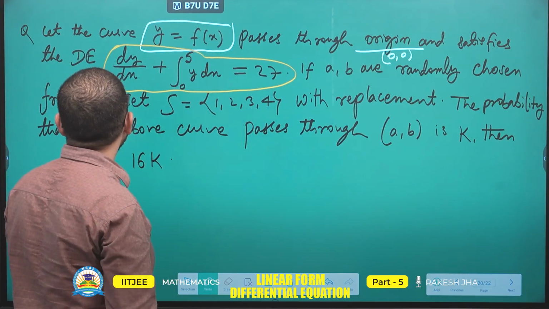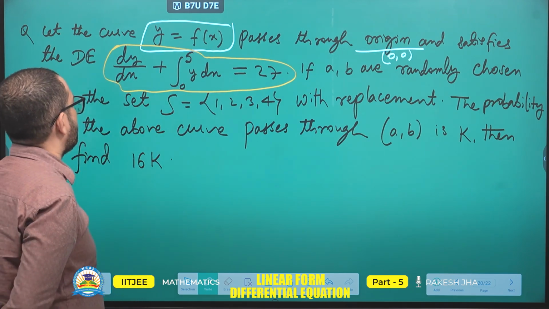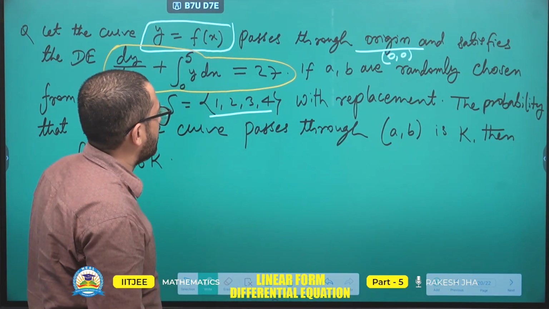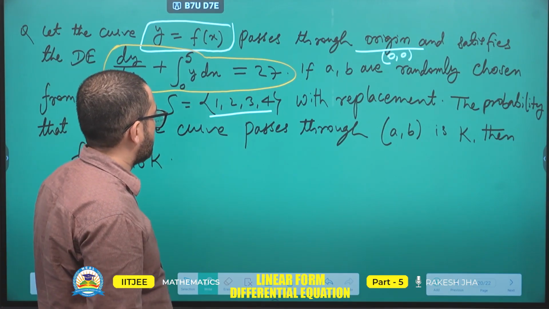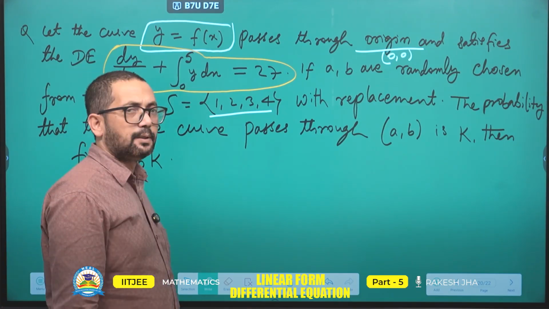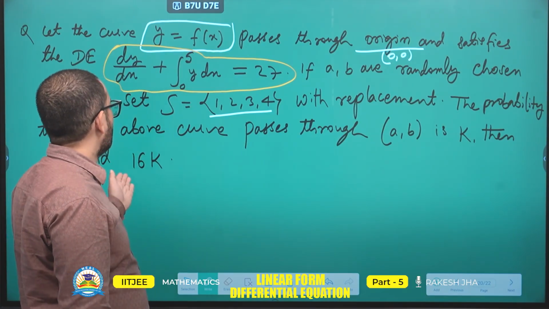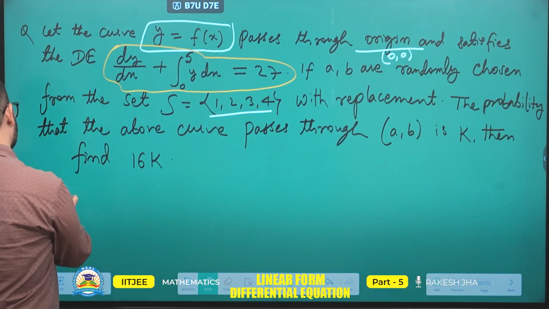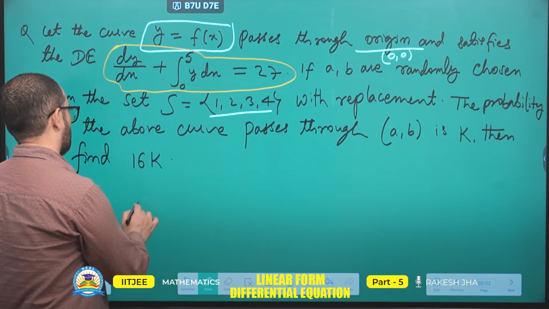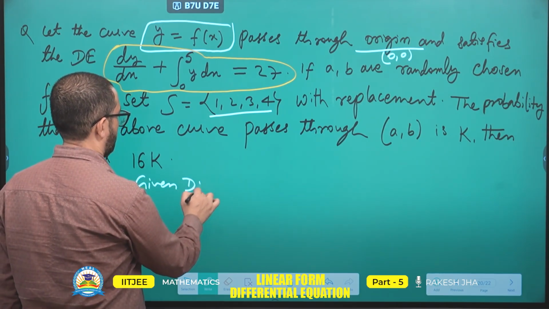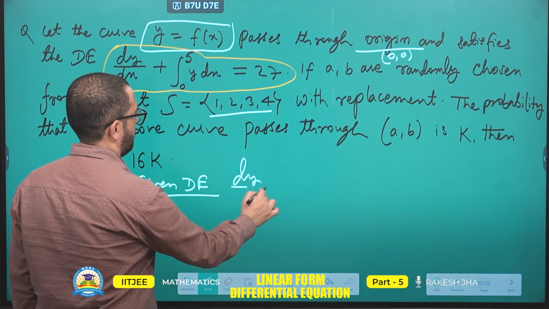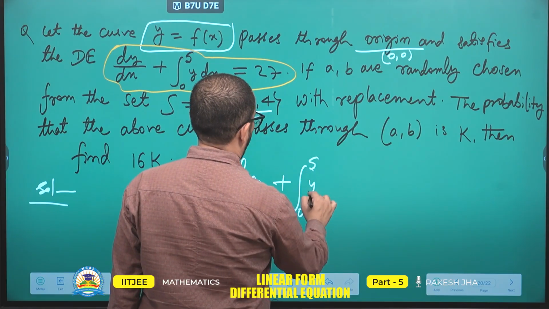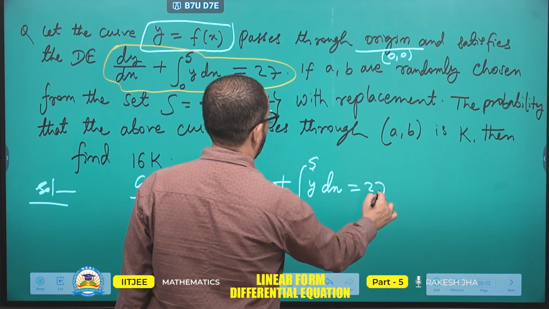If A and B are randomly chosen from the set S is equal to 1, 2, 3, 4 with replacement, the probability of the above curve passing through A comma B is K, then find 16K. This is the question. So how shall we approach this question? For this, we are given the differential equation dy by dx plus the integral from 0 to 5 of y dx is equal to 27.